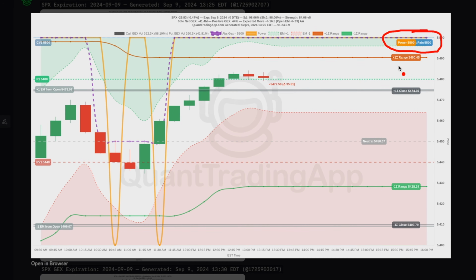This is our max pain strike, 0 DTE, and this is our absolute gamma strike. It seems like the perfect trifecta at this point. Everything's pointing to 5,500 on the SPX. But does it make sense to go long here?